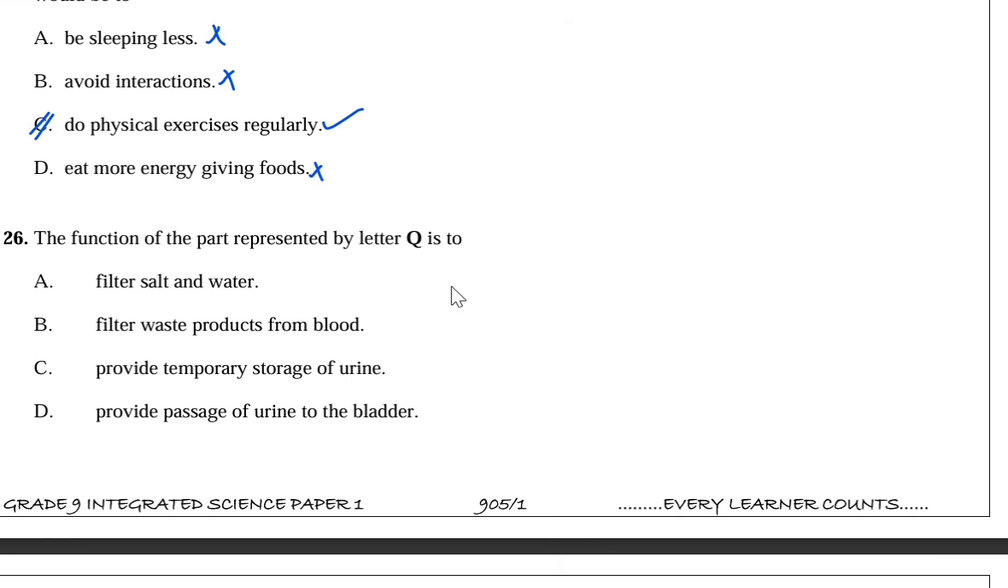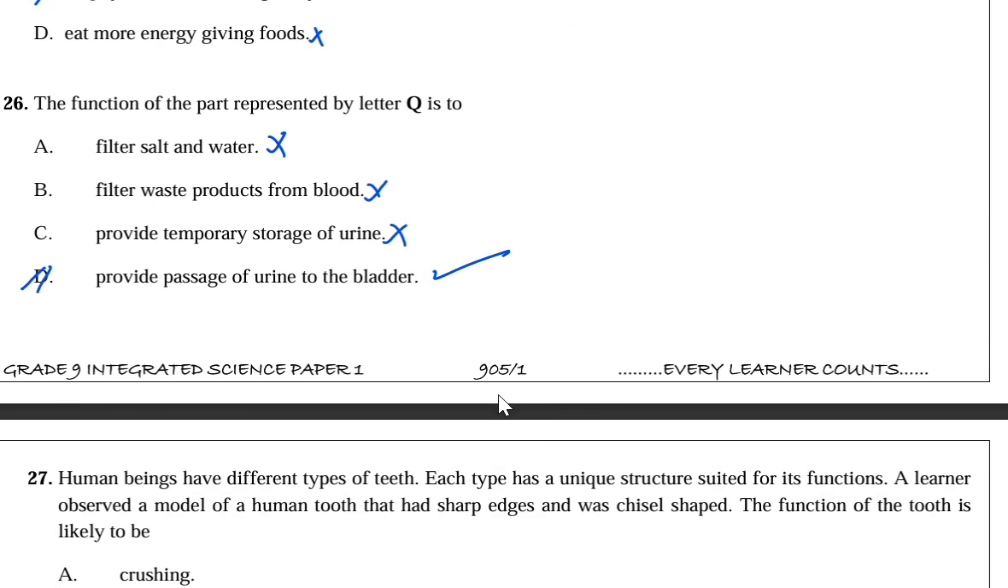So let us go back and look for the correct answer. The function of letter Q, to filter salt and water, that is not true. To filter waste product from blood, that is the function of the kidney. To provide temporary storage for urine, that is the function of the urinary bladder. So the correct option is D, to provide passage of urine to the bladder. We continue to question number 27.